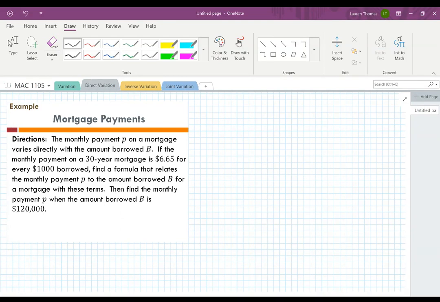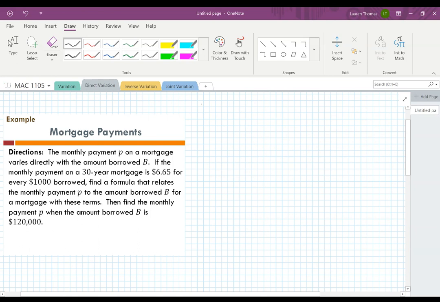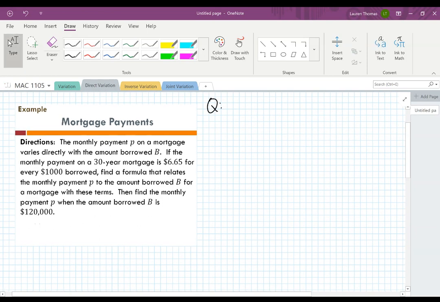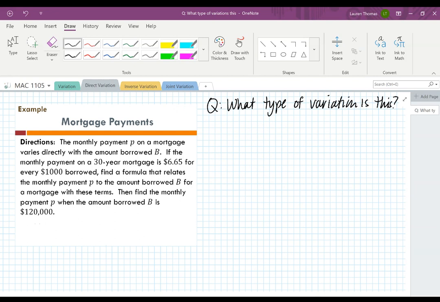Okay. So the first thing you want to do anytime you're given a direct or an inverse or a joint, just any type of variation problem, is you want to ask yourself this question. What type of variation is this? You need to identify what type of variation you have so that you can properly apply the right model.